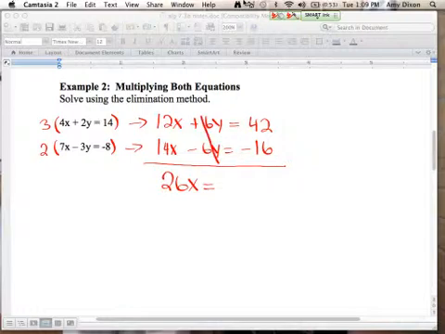42 minus 16 gives us 26. Divide both sides by 26. X equals 1.